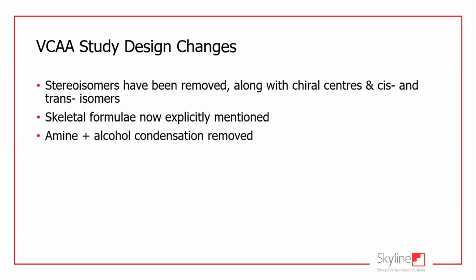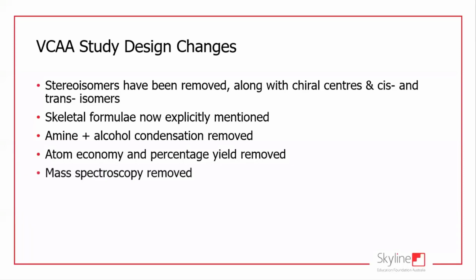Amine and alcohol condensation has now been removed. Atom economy and percentage yield, which are just ways to calculate how much of a product we're actually getting, has also been removed. Mass spectroscopy, which is one of the main forms of spectroscopy and is very difficult, has also been removed, which is absolutely fantastic.